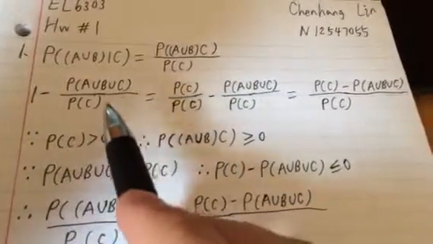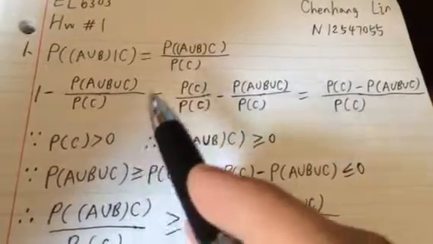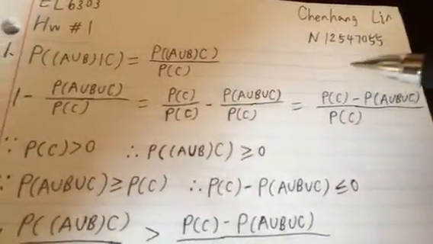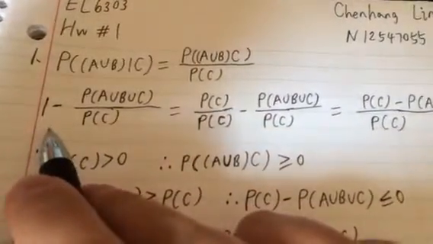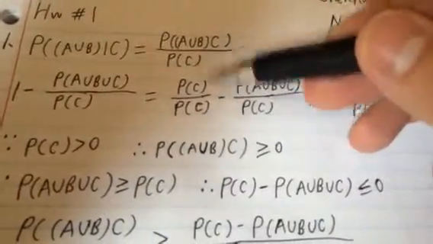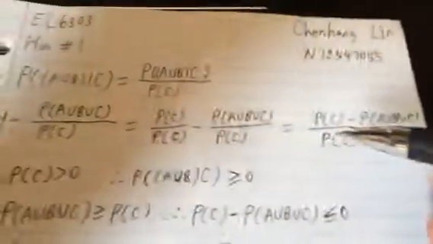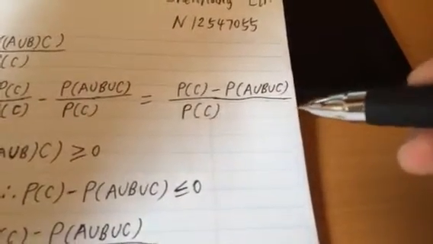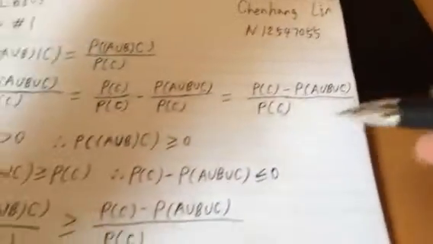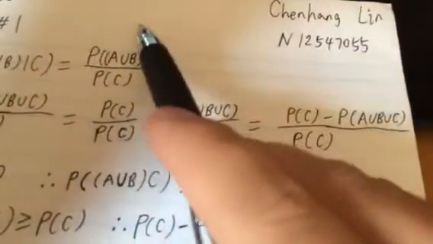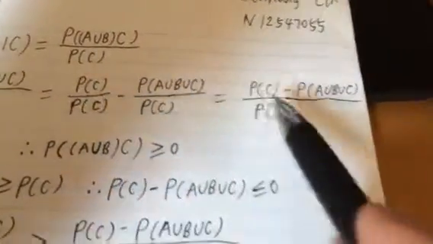And then we get that the probability of the union of A and B and C over the probability of C equals... we simply transform 1 into the probability of C over the probability of C, because they are basically the same thing, so that we turn this term into this term: the probability of C minus the probability of the union of A and B and C, over the probability of C. Then we can compare which one is bigger only according to these two terms, because the probability of C is always the same.